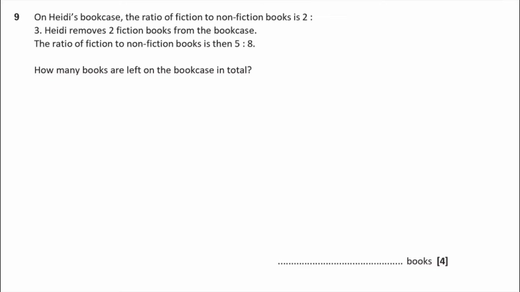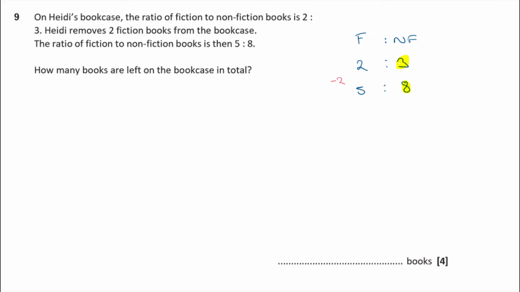Okay. So we have this ratio of fiction to non-fiction, don't we? And it starts off in the ratio of 2 to 3. We then remove 2 fiction books, so minus 2 fiction books, and we end up with the ratio of 5 to 8. Now, what we need to consider is that the non-fiction books have not changed, have they? But the ratios are not easily comparable because we've got 2 different values for non-fiction, 3 and 8.